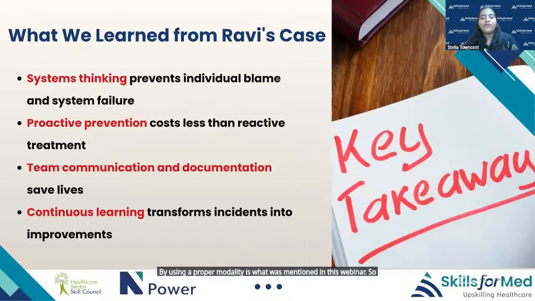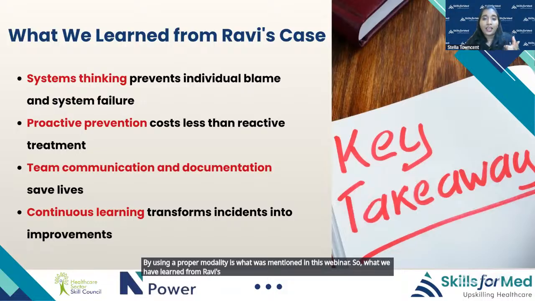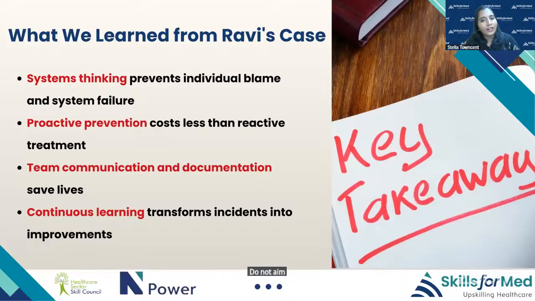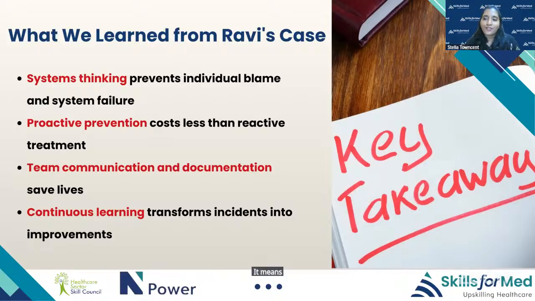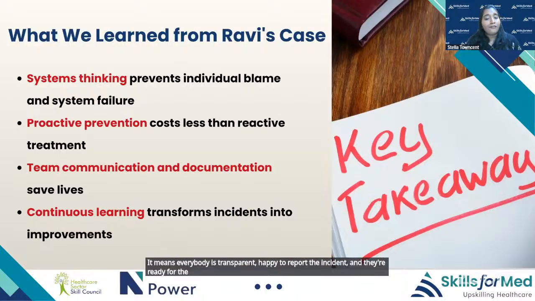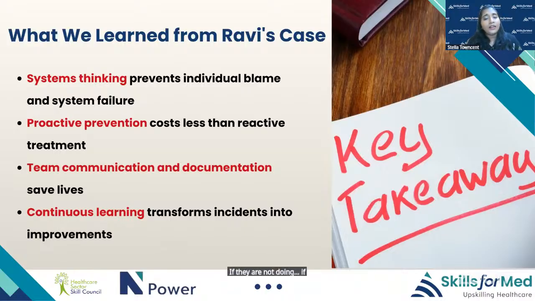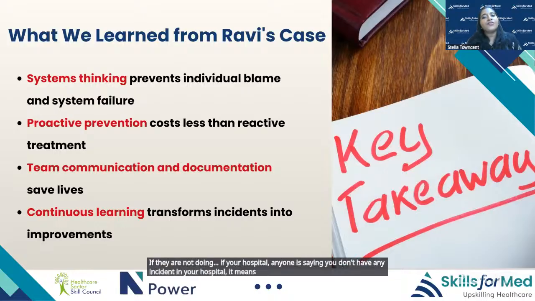So what we have learned from Ravi's case is that system thinking prevents individual blame and system failure. Do not aim to blame the individual. If you blame the individual, incident reporting is going to reduce in your hospital. If incident reports are high in the hospital, it means everybody is transparent, happy to report incidents, and ready for system change. If anyone is saying you don't have any incident in your hospital, it means the blaming culture is so high that they don't want to come up with any system change.